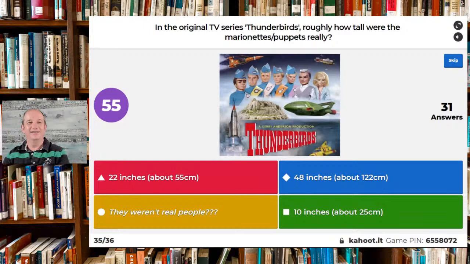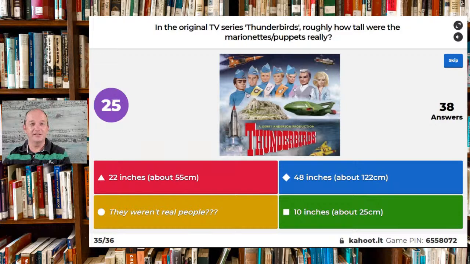There we are. So, Thunderbirds, how tall were they? Did you know that when they finished making Thunderbirds and went on to make Captain Scarlet, they just threw the puppets all away? Someone rescued them from a skip outside the film studios. They said, no, don't need them anymore, just chucked them. I mean, what a crime. That's just criminal. Absolutely dreadful.